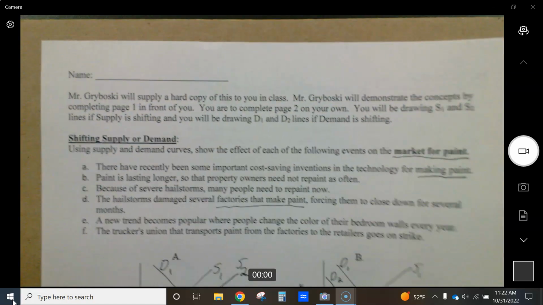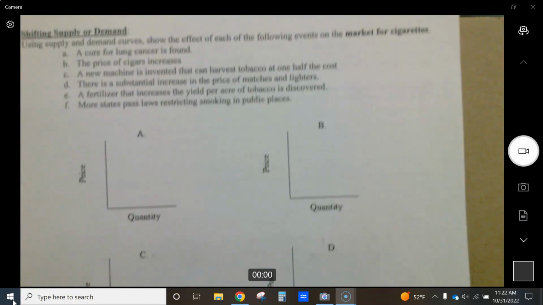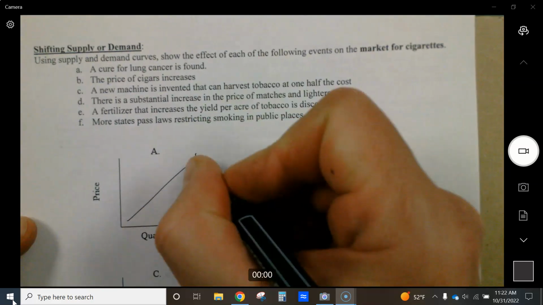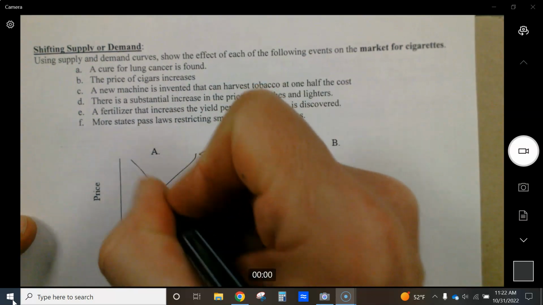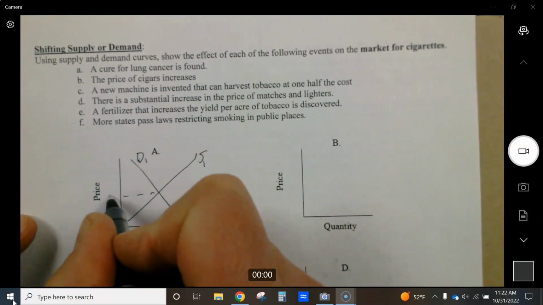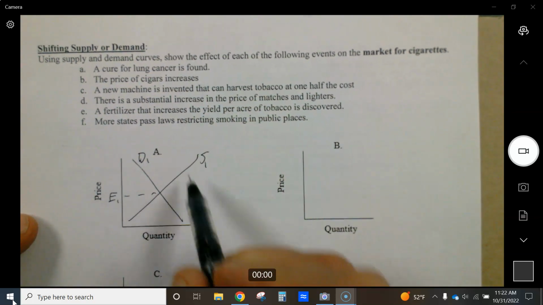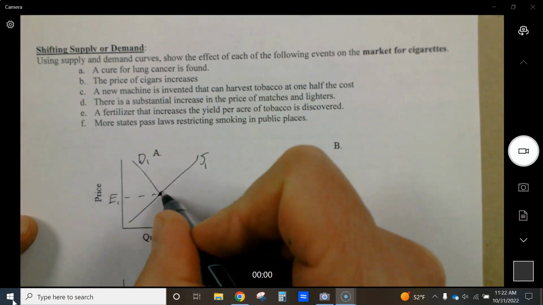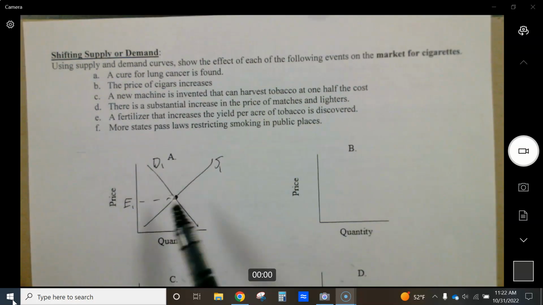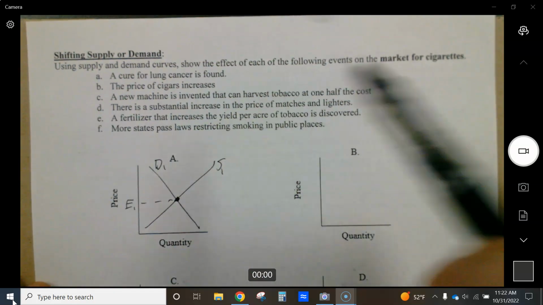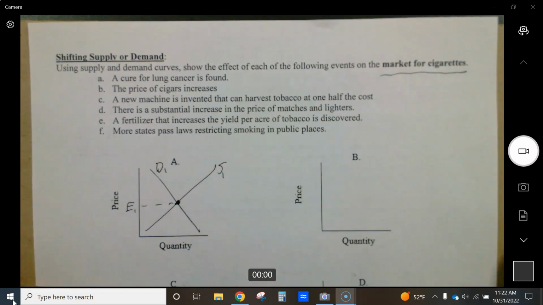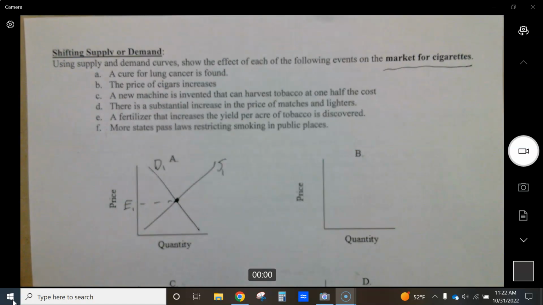Now we're going to flip this over, and I'm challenging you to do the other side. And you're going to start off doing the same thing. S1, D1, and just get your equilibrium price established at the beginning. And then you're going to be shifting either the supply or the demand lines based on these scenarios for the market for cigarettes. Make sure that's on there. Okay.